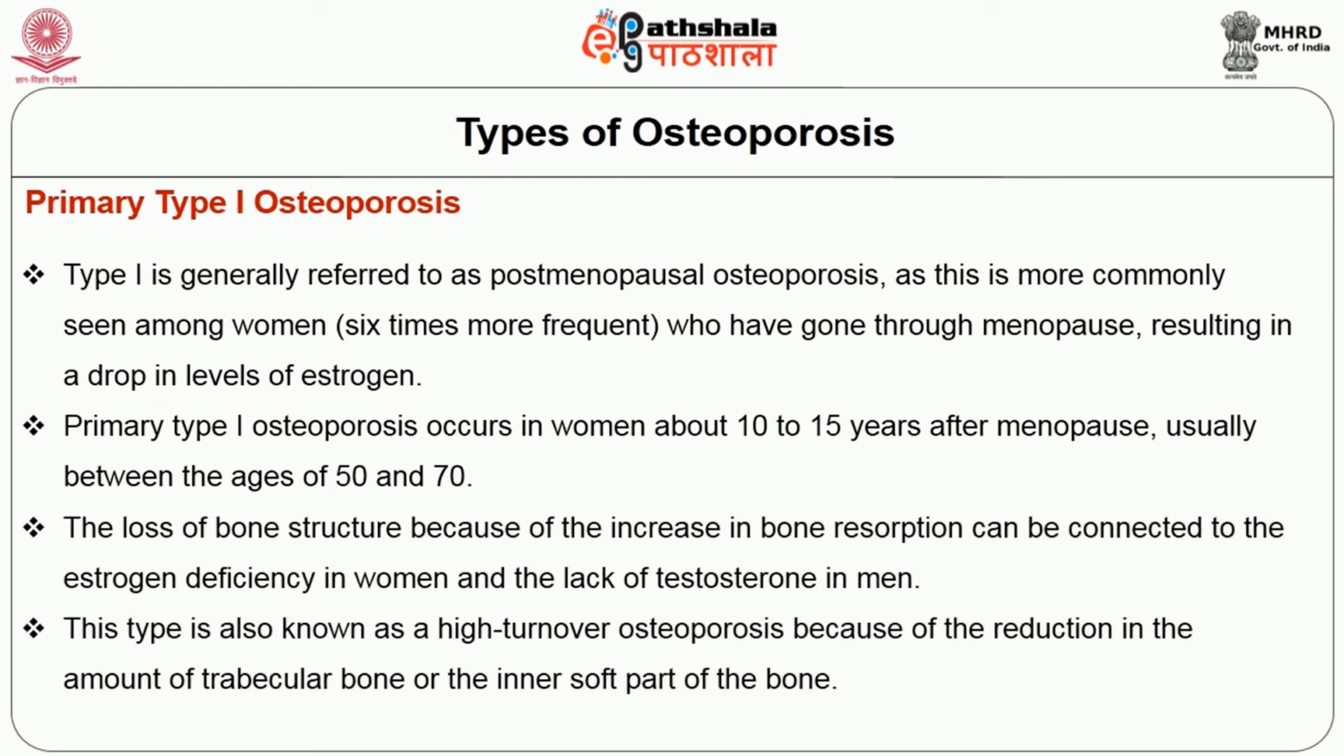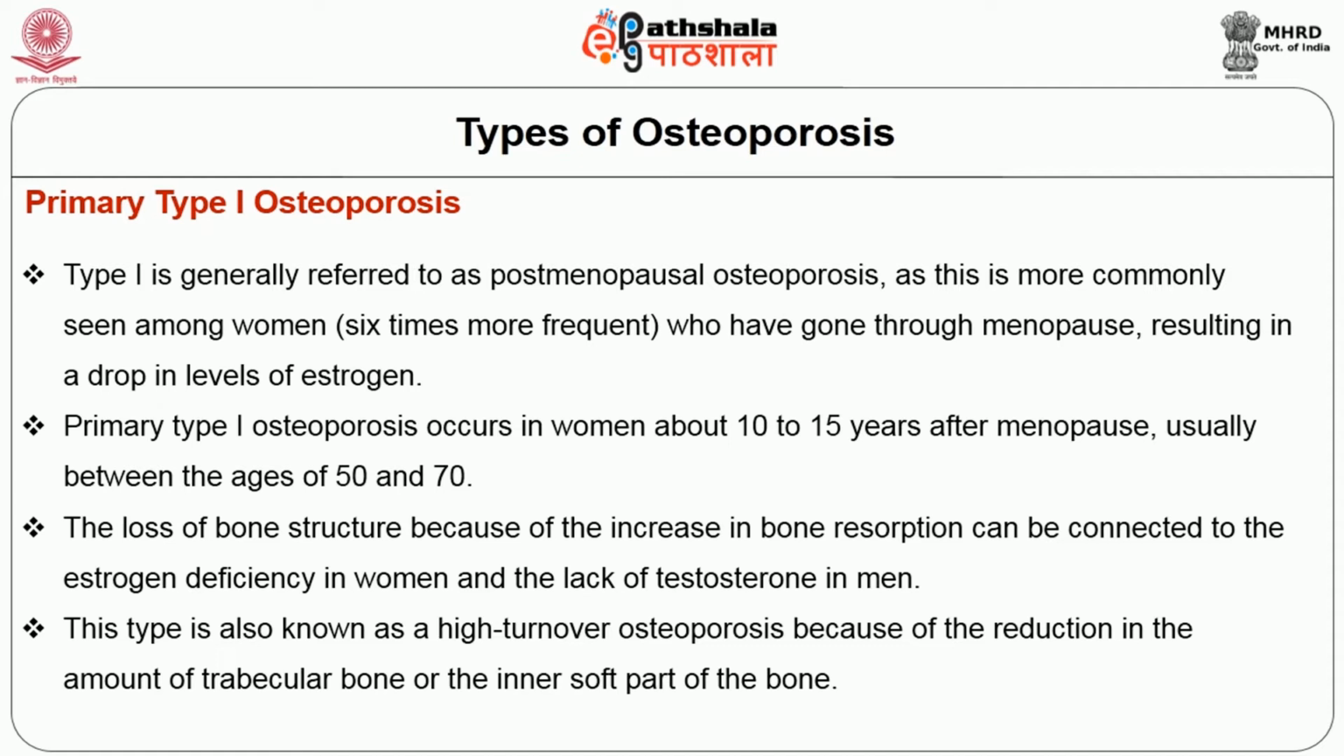The primary osteoporosis can further be divided into 2 types. One is primary type 1 and the other is primary type 2 osteoporosis. What is primary type 1 osteoporosis? Type 1 is generally referred to as postmenopausal osteoporosis, as this is more commonly seen among women, I could say 6 times more frequent in those who have gone through menopause, resulting in a drop in the levels of estrogen.